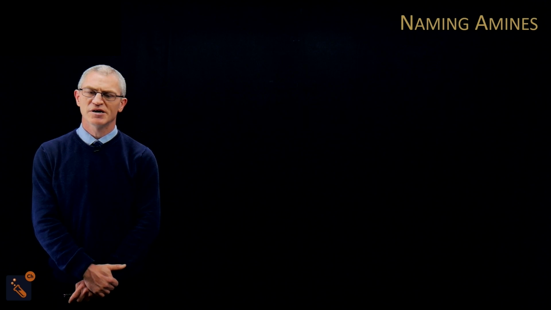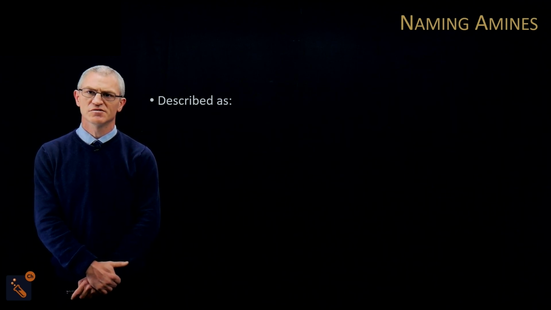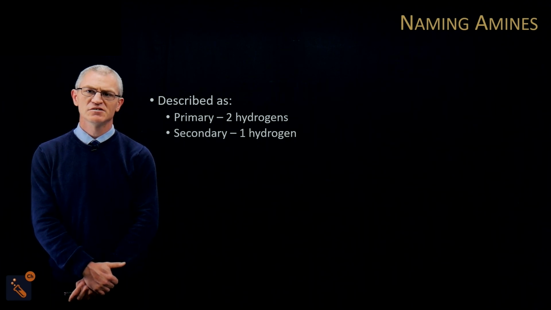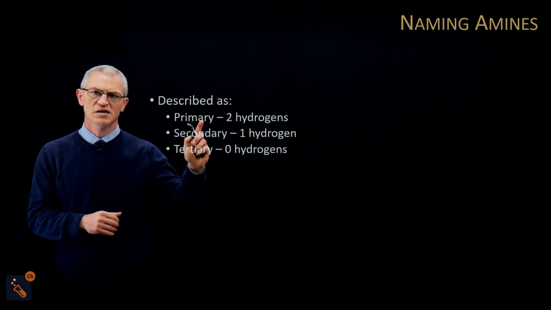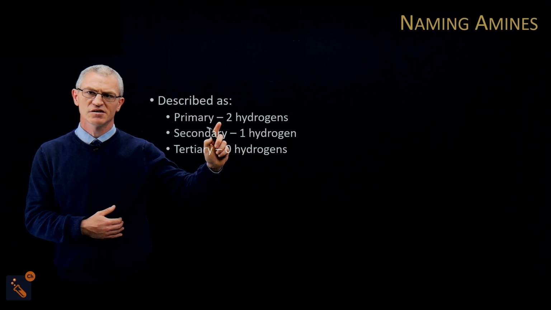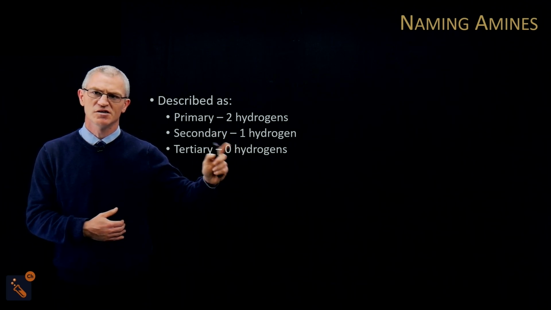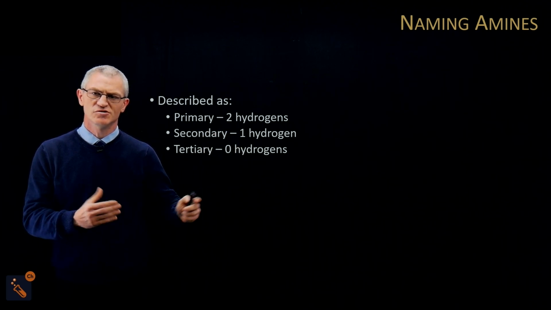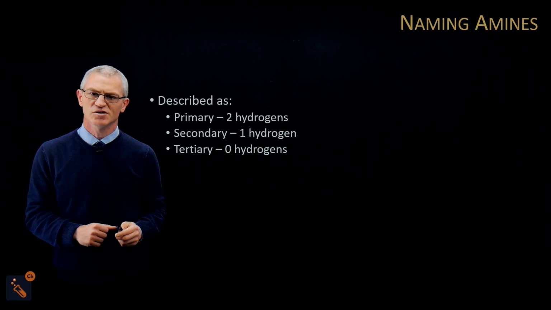Now that we can name amines, we're going to go on to talk about how we can categorize them. So they can be described as primary, secondary, or tertiary. So what you've got to look at with primary amines, have you got 2 hydrogens on, that's a primary amine. If you've got 1 hydrogen on, that's a secondary amine. 0 hydrogens on, that's a tertiary amine.